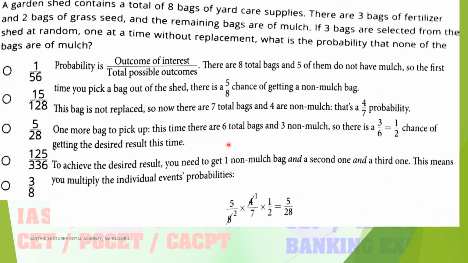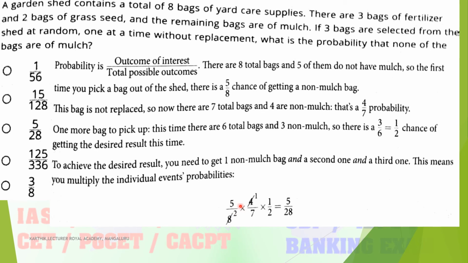So first, the total is how much? 5 divided by 8. In that he is picking one bag. What is the probability? So the remaining is how much? 5 is the probability he is not having mulch. Why? Because 3 are mulch bags. So 5 are non-mulch bags. So that is 5 divided by 8, the probability of him picking a non-mulch bag.